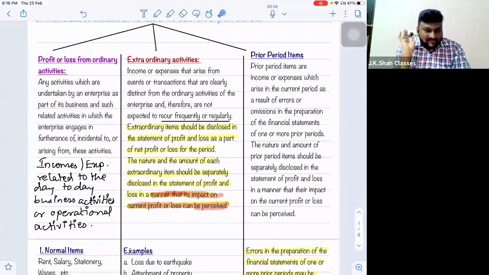So what does AS5 require? AS5 says that if any extraordinary item appears in your profit and loss account, please give a separate disclosure and presentation of it in the profit and loss account in such a manner that its impact on your net profit or loss can be clearly perceived or clearly calculated. Means when a user goes through your profit and loss account, the user should come to know that, before the extraordinary item, this is your profit.